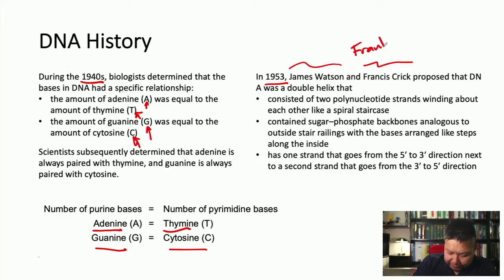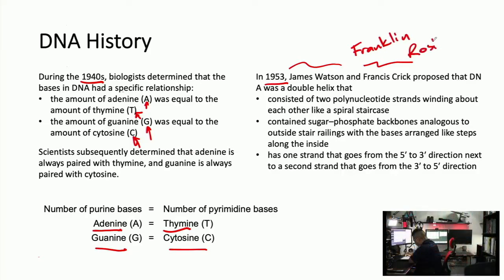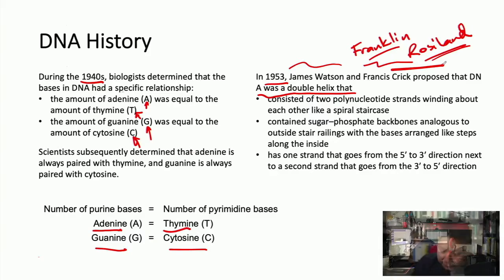But then, in 1953, James Watson and Francis Crick, and Rosalind Franklin, whom they don't even mention here, was also instrumental in discovering the actual structure of the double helix of DNA, right? Don't forget Rosalind Franklin. She was there. She was an X-ray crystallographer, and if it weren't for her work, Watson and Crick never would have figured it out. Very, very important scientist, Rosalind Franklin is.